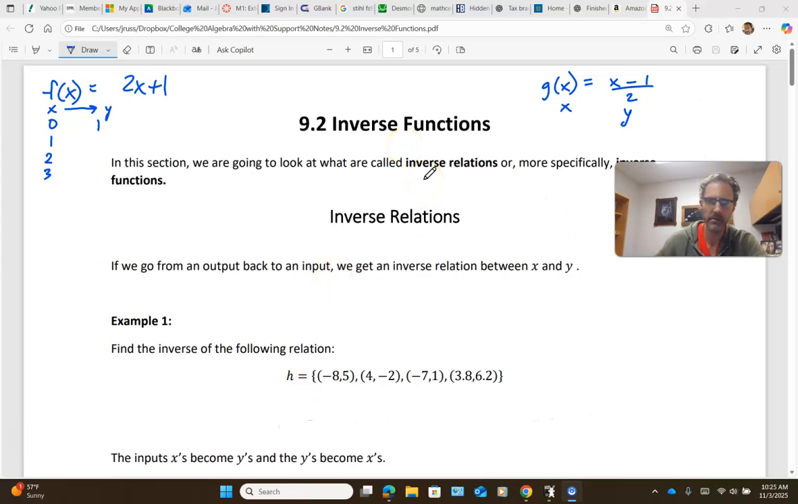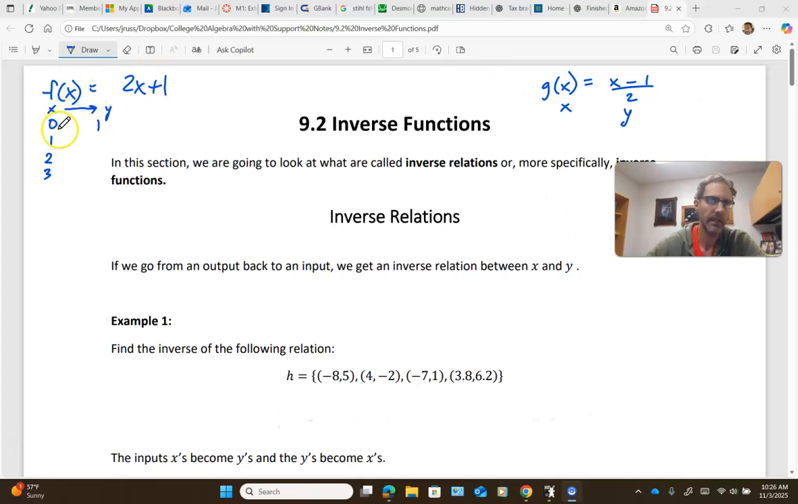Alright, welcome back guys. We're going to be looking at section 9.2, and to motivate this discussion I've come up with a couple functions here. So we've got f of x is equal to 2x plus 1, so it's a linear function. We've got this other function g of x. It's x minus 1 over 2. It's actually a linear function as well. It's like 1/2 x minus 1/2. So these are both linear functions.